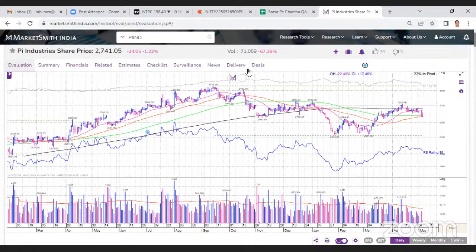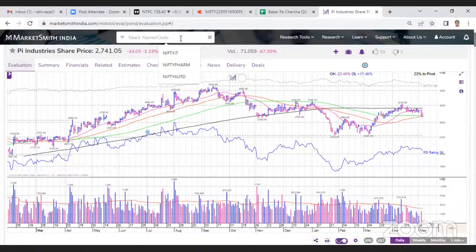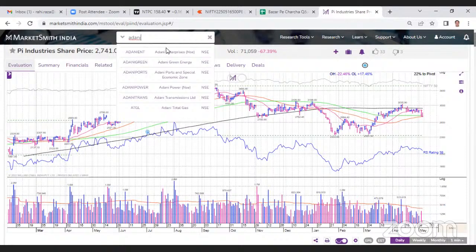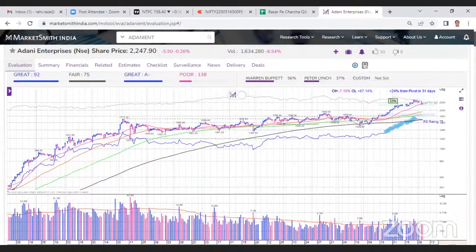And then Nalco, I think someone is asking. Nalco, PI Industries. One second. Varroc or Adani Enterprise. Yes. Someone has asked about Adani Enterprise.